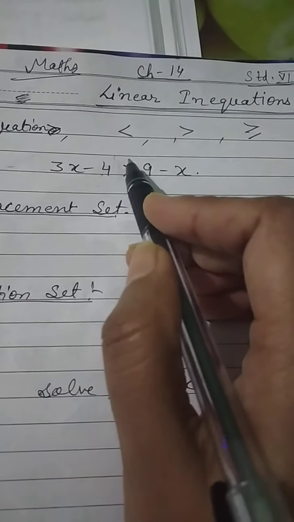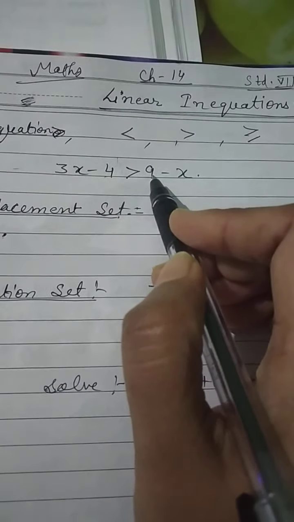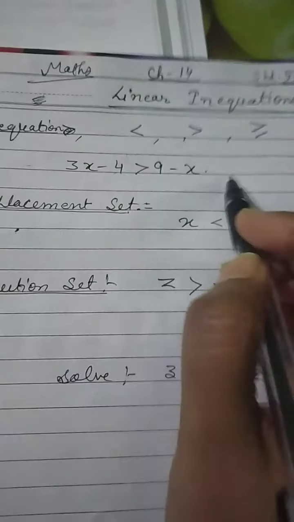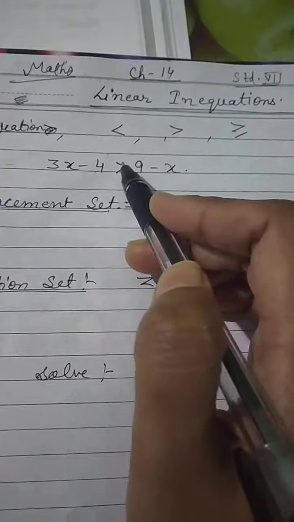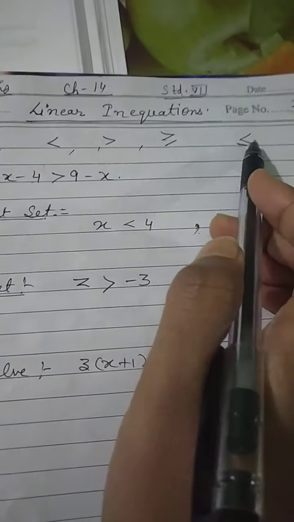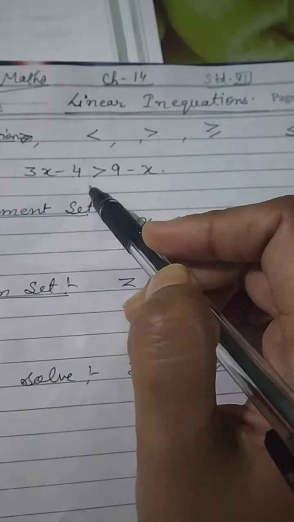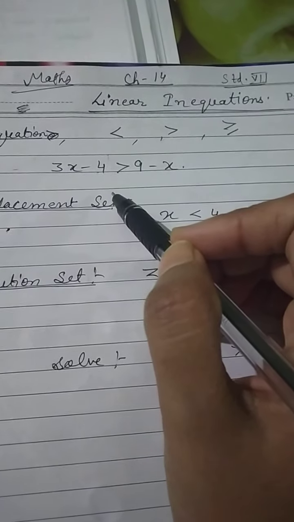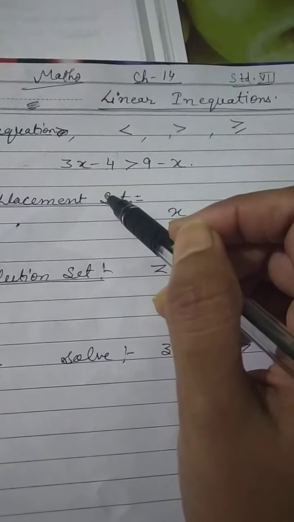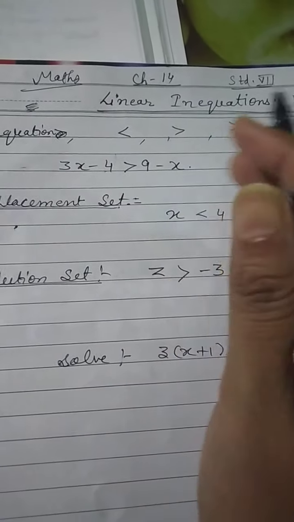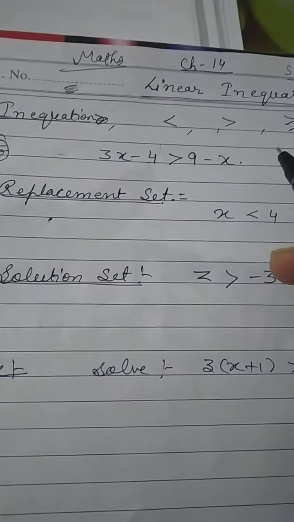Means greater than will become less than. If you multiply both sides by a negative number or divide by a negative number, greater than equals to will become less than equals to, or less than equals to will become greater than equals to. Got it? And a linear inequation can have many solutions or infinite solutions.